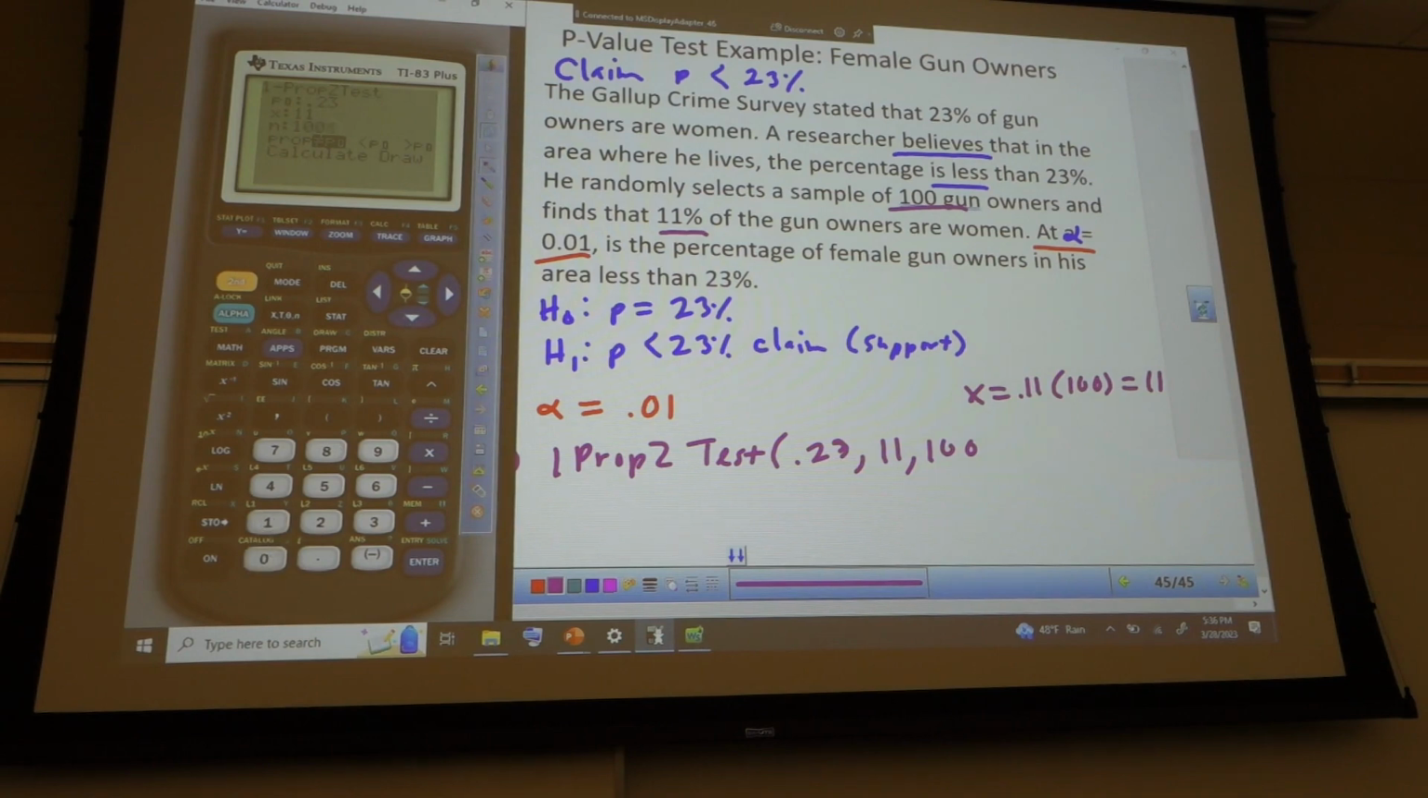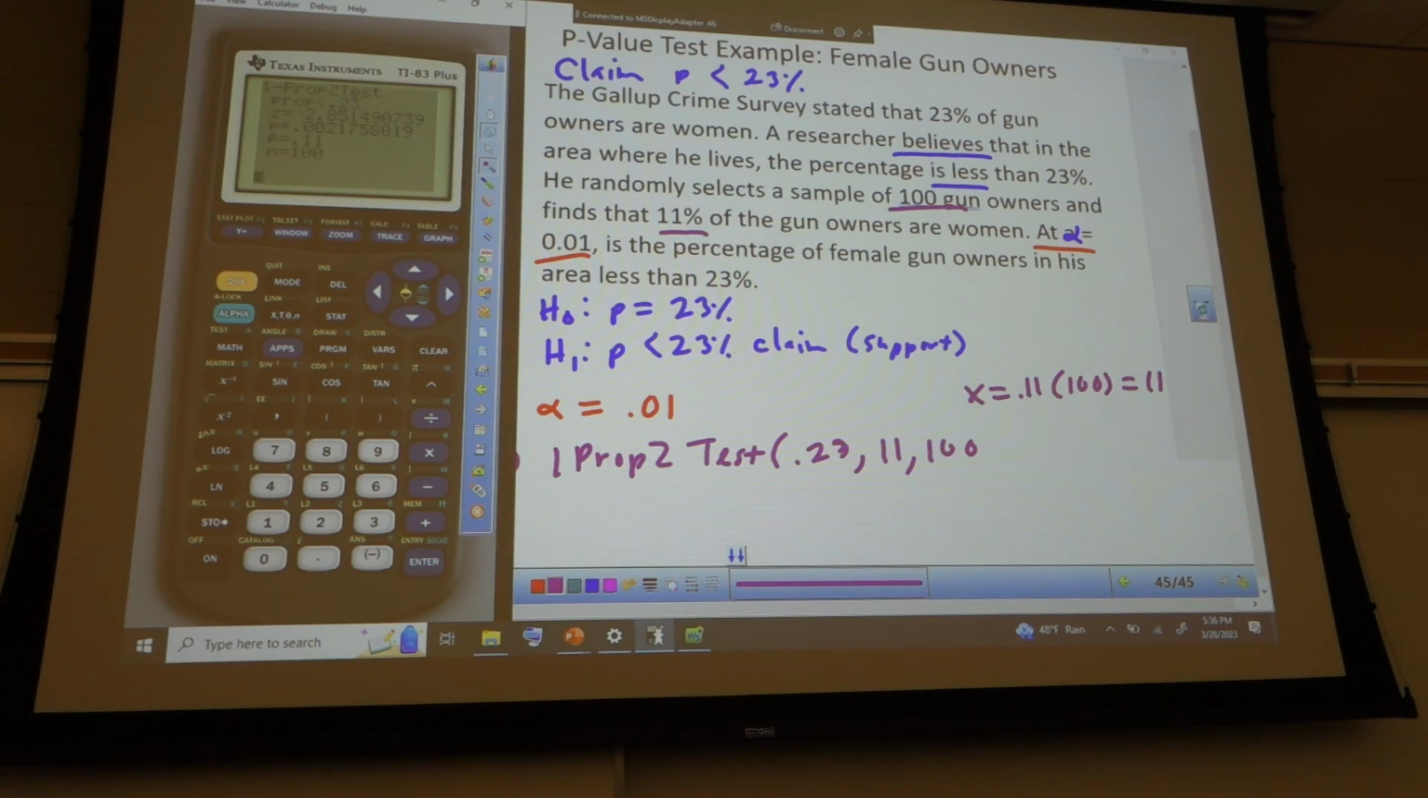And then it was my H1 is less than. So go to the less than and hit enter. Right, so it says that I am less than P naught. P naught is 23%. So I'm less than 23%. And calculate. Bam, there it is.